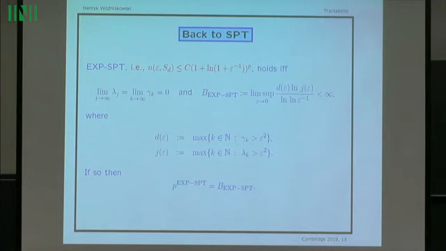So again, this is a repetition. Now we would like to have a bound which is a polynomial in log 1 over epsilon. And this is just the repetition that both of them must be tending to 0, and the following lim sup must be finite. What is d of epsilon? What is j of epsilon? So d of epsilon is the smallest k for which gamma sub k is greater than epsilon squared. j of epsilon is the maximum k for which lambda k is greater than epsilon squared. And the exponent is this property.